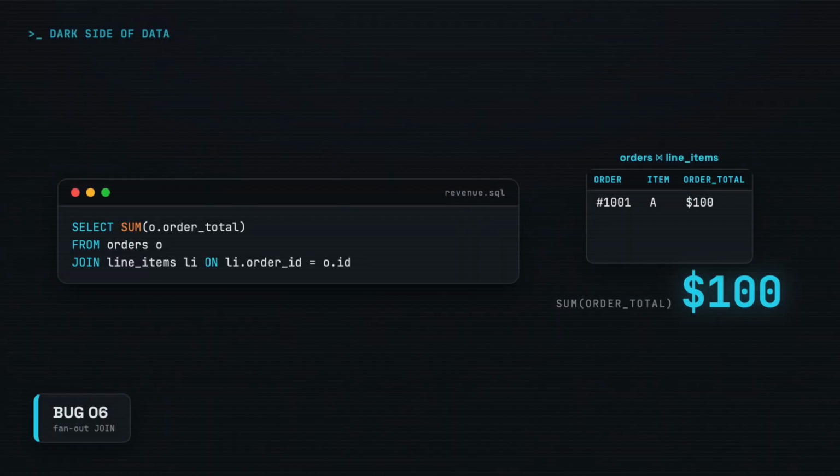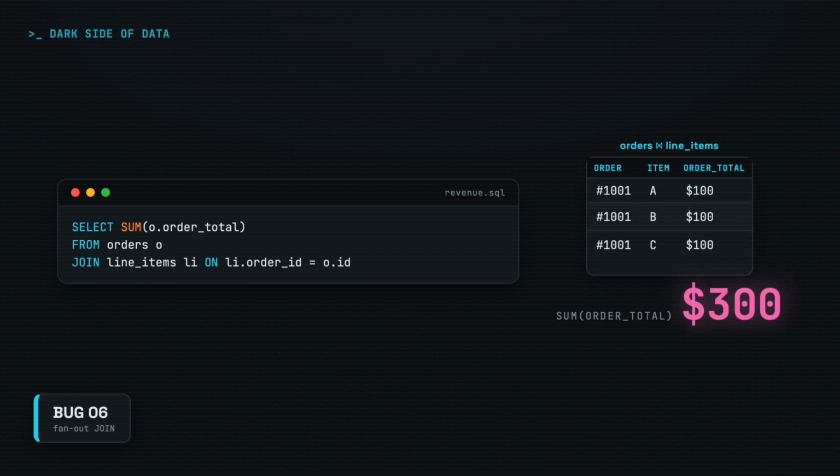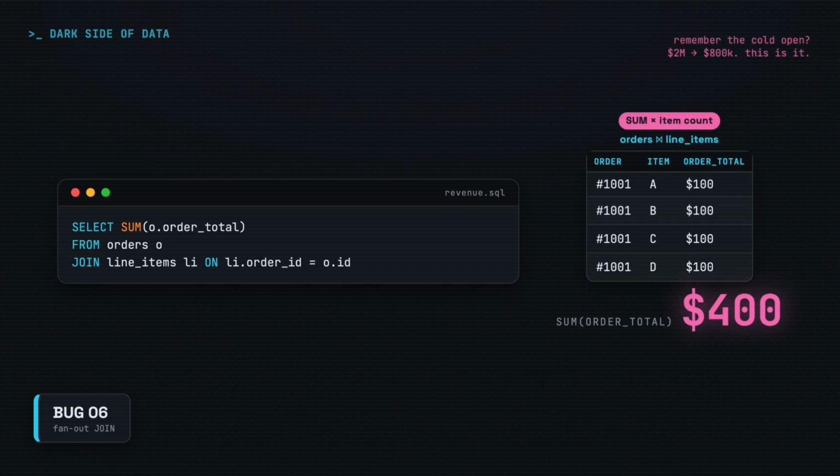This is the one that cost the most. It's the bug from the very first frame. You join orders to their line items to filter by product. Then you sum the order total. And the number comes back double, triple, sometimes 10 times too high, and it looks completely legitimate.